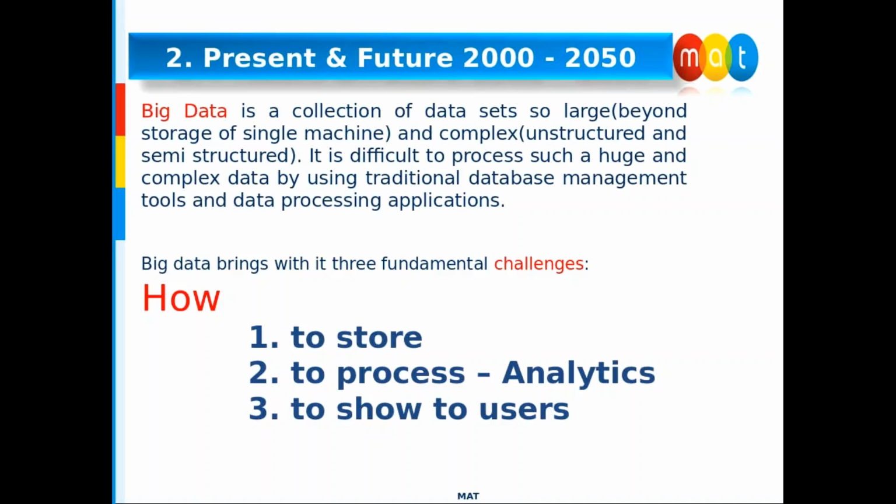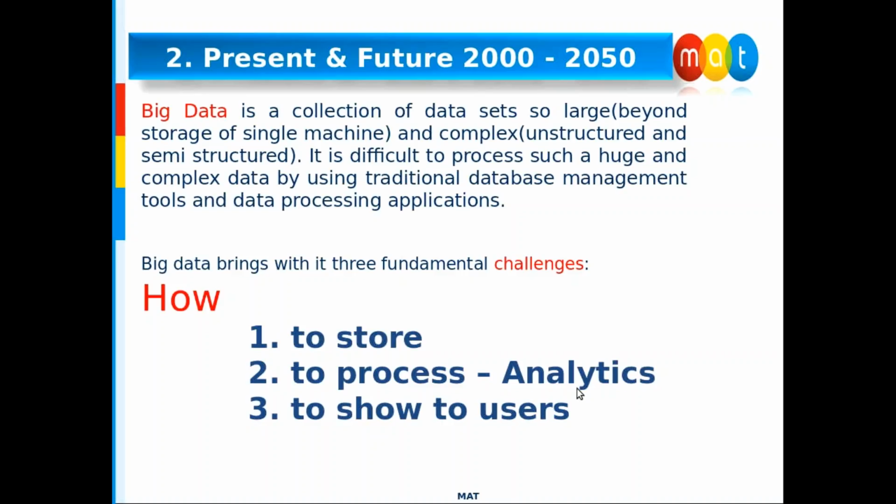Then we are going to use our big data technologies. Yes, we have analyzed the data. How do we show that analysis, the results, to the user, right? There are mainly three challenges in big data: storage, analytics, and showing data to users. As a data scientist, you are going to be involved in these three areas: storage, analysis, and showing data to users.